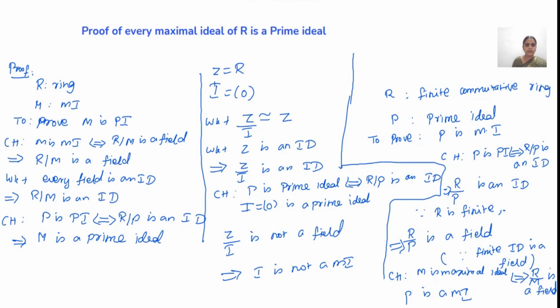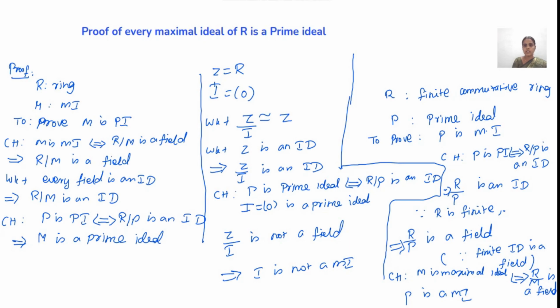So I would like to summarize the discussion we did here. We proved that every maximal ideal of R is a prime ideal. The converse need not be true. We provided a counterexample, and we made a prime ideal also a maximal ideal by imposing the condition that the ring R taken is a finite commutative ring.